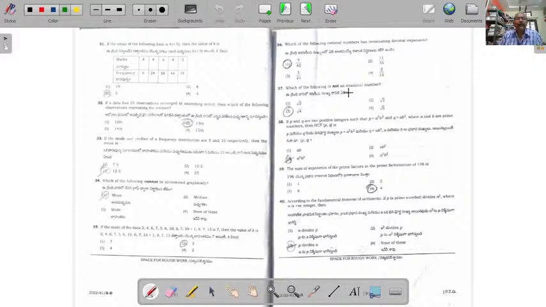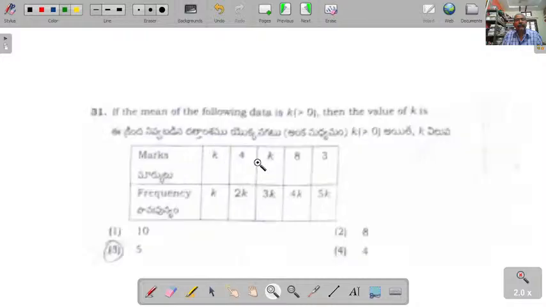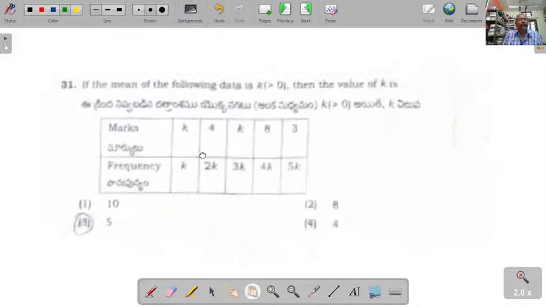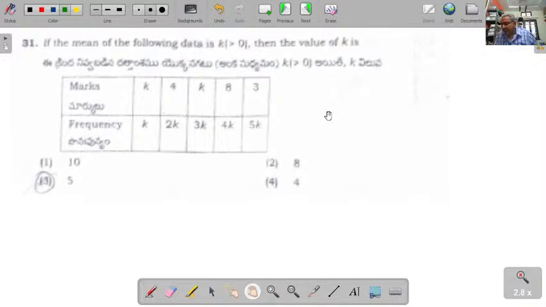Now without wasting our time, let us directly go to the 31st problem. Let's have a discussion on the 31st problem. This is the 31st problem, and it is from the Statistics chapter.